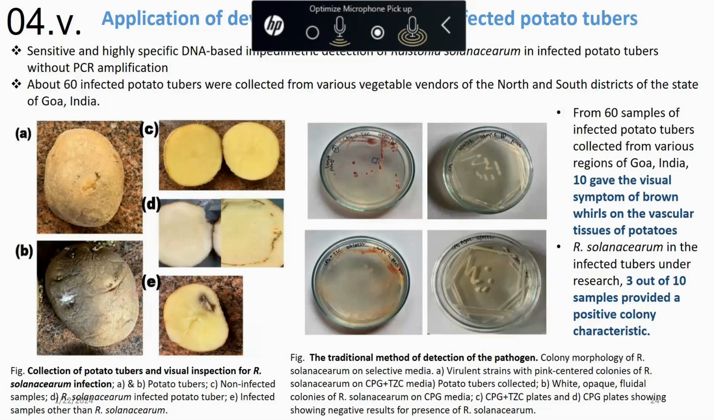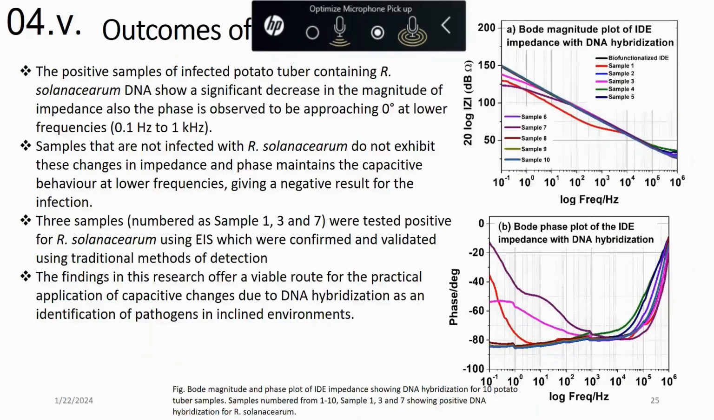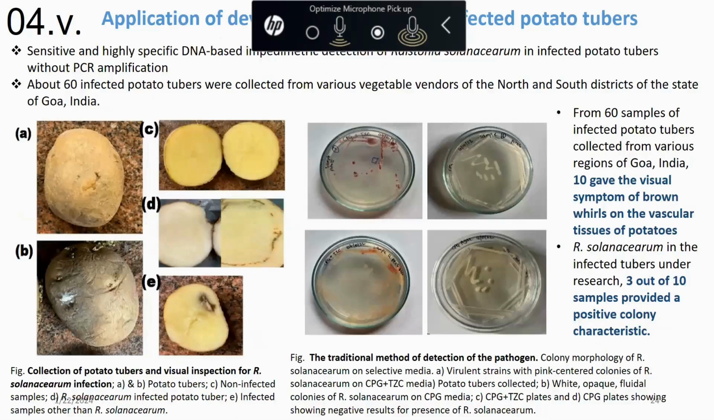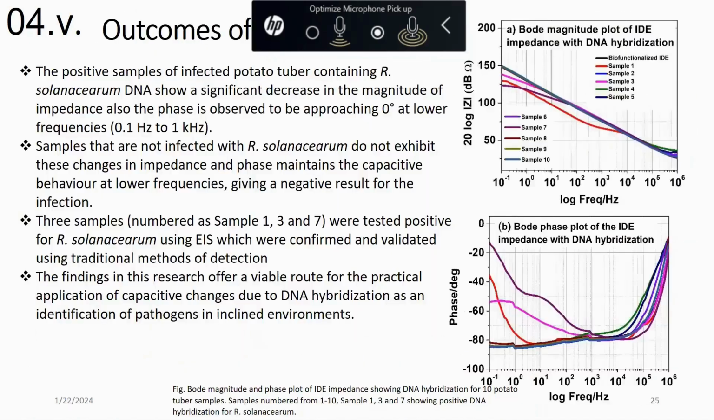To make sure that the sensor is not giving any false positive result, all the positive samples were also tested using the gold standard techniques. That is microscopic visualization, plating, PCR, and agarose gel electrophoresis, all of this was done to confirm. And we were very glad to see that 3 positive samples out of 60 gave impedance spectra indicating there is DNA hybridization. The 3 samples also gave positive for plating on very specific media, that is CPG plus CZC, which was used for Ralstonia.